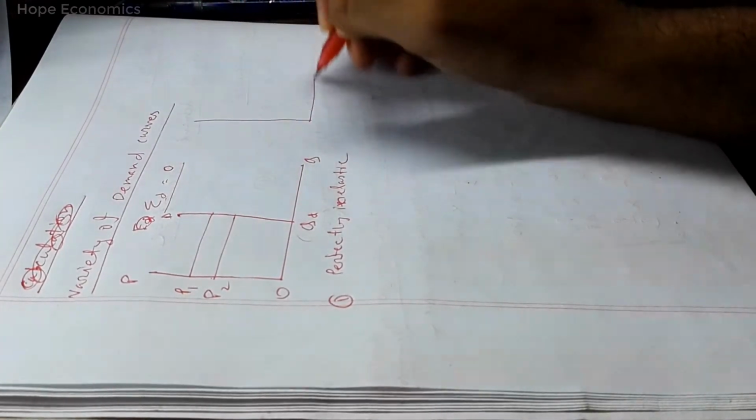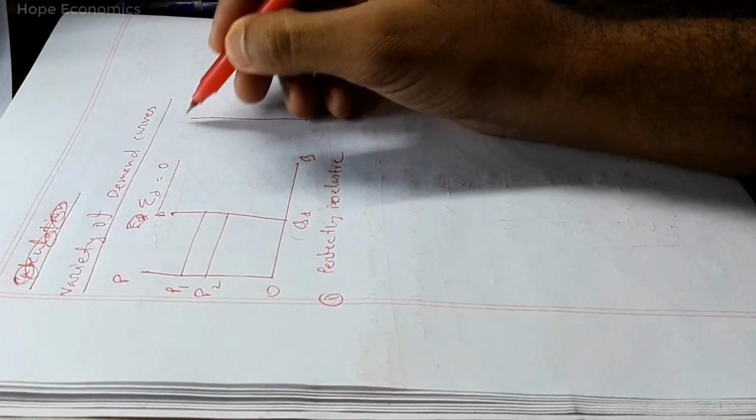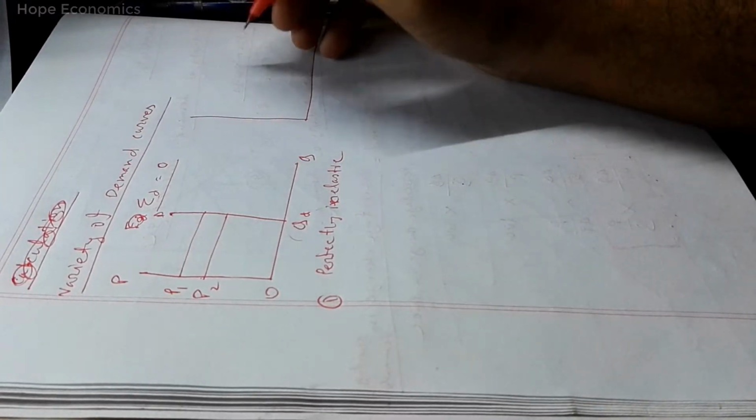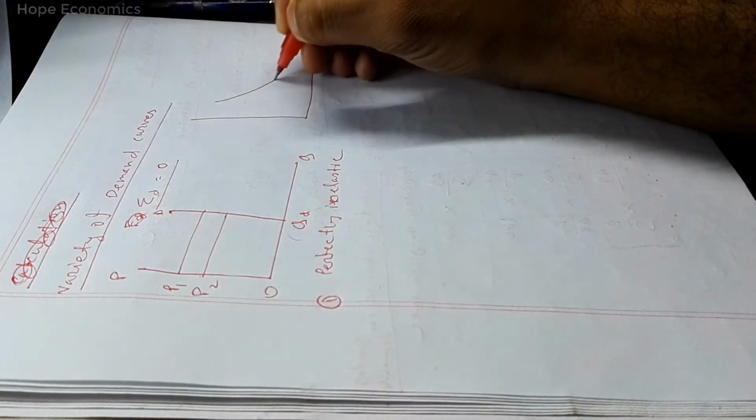Okay, the second one is inelastic demand. See this curve.